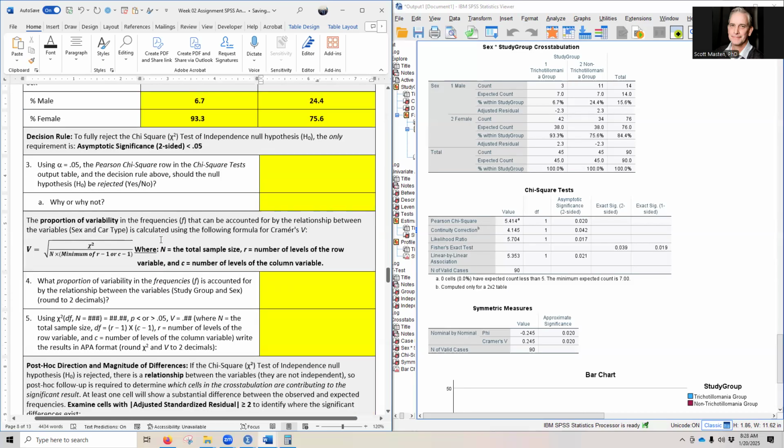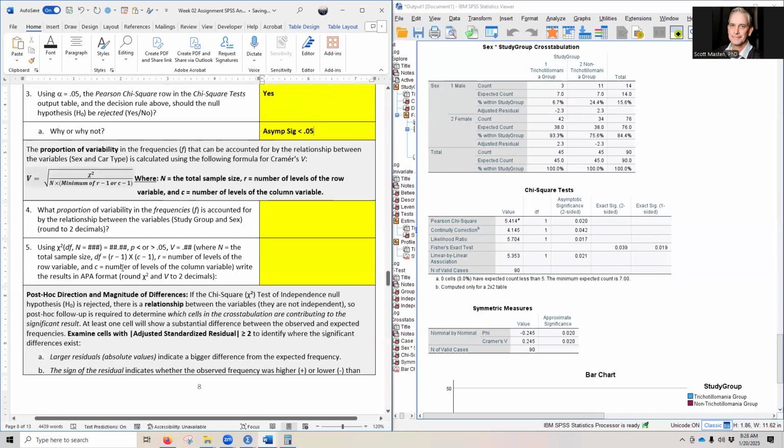Let's see, use an alpha of 0.05. Oh, wait, decision rule. To reject the chi-square test of independence null hypothesis, the only requirement is that the asymp sig two-sided is less than 0.05. So using the Pearson chi-square row, scooting over to our asymp sig, is that less than 0.05? Yes, sure is. So should the null hypothesis be rejected? Yes. Why? Because asymp sig is less than 0.05. That's why this sig right here is less than 0.05.